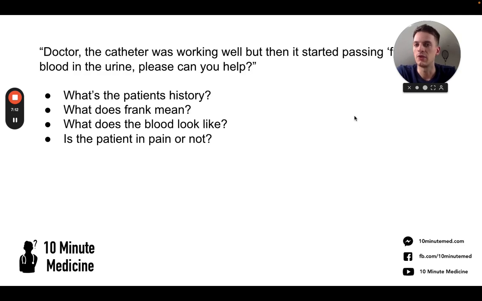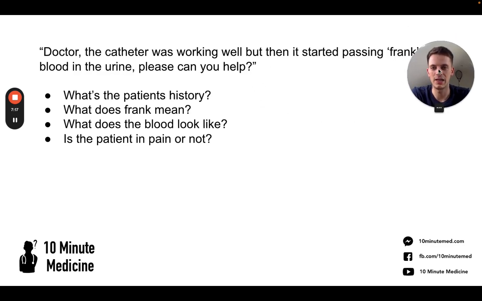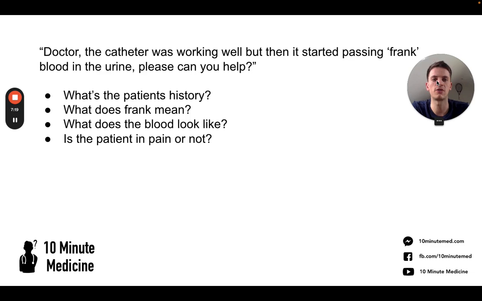So you've unblocked the catheter, but again, you're called back and the catheter is working fine, but it's starting to pass frank haematuria, so frank blood in the urine, and they ask if you can help. The things I would want to know are: what's the patient's history, if you don't know it already? What does the nurse actually mean by frank, because there's a bit of variability there? Essentially, what does the blood look like, and is the patient in pain or not?